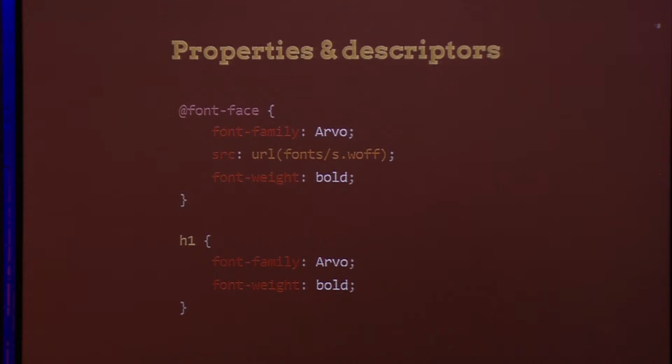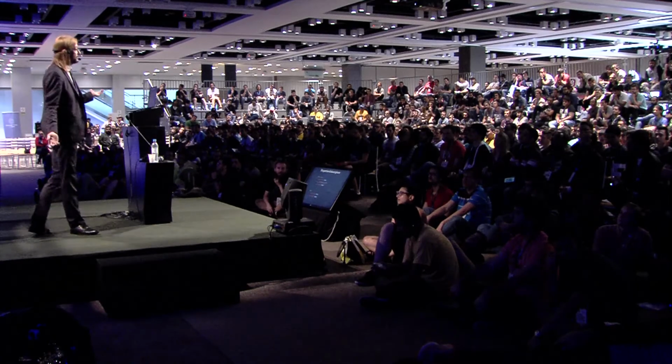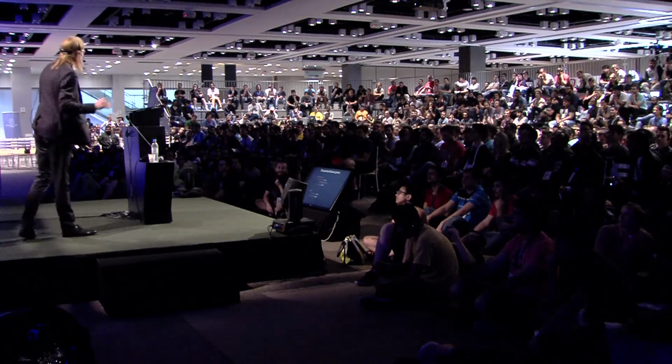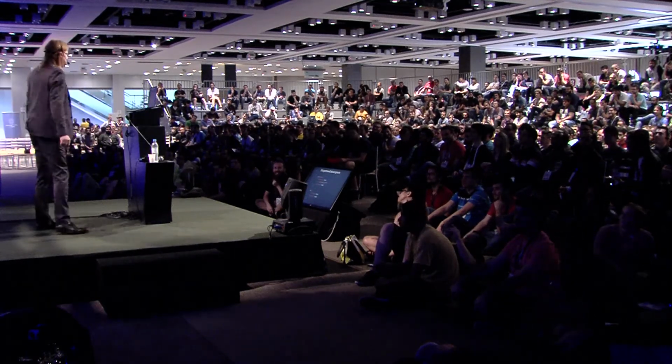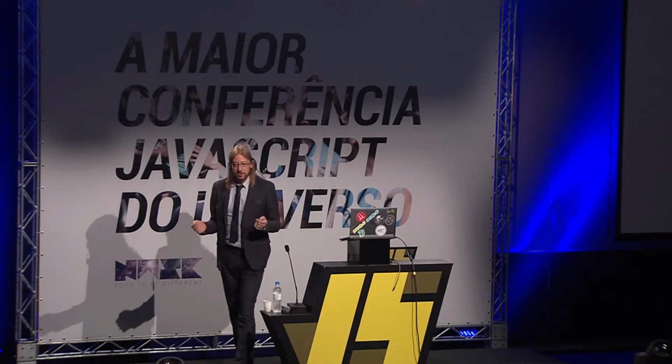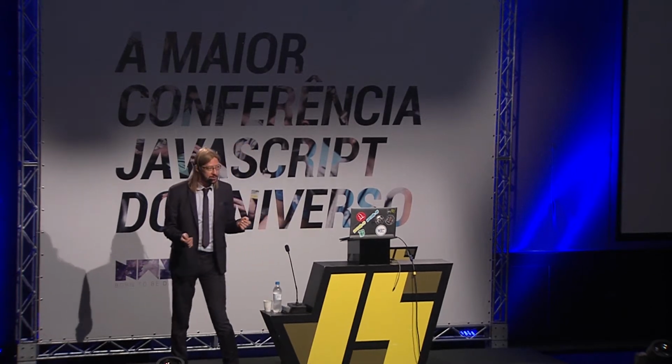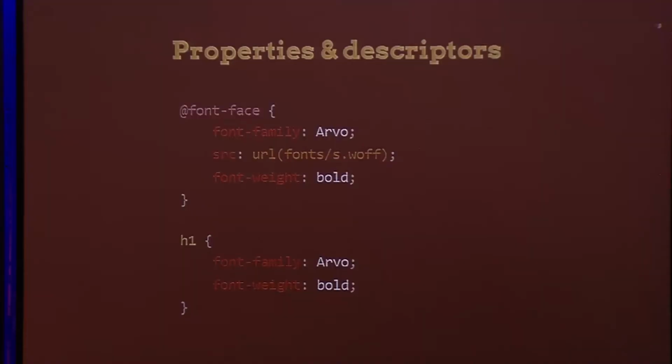Now, properties and descriptors. So everyone here has used some CSS, right? You've written some CSS. You know what a property is? Yes? Good. Okay. And if I said to you descriptors, would you know what those are and how they're different? No. So here is an example. I've got font weight bold, and later on I also have font weight bold. But one's in a font face and one is just in a style rule.